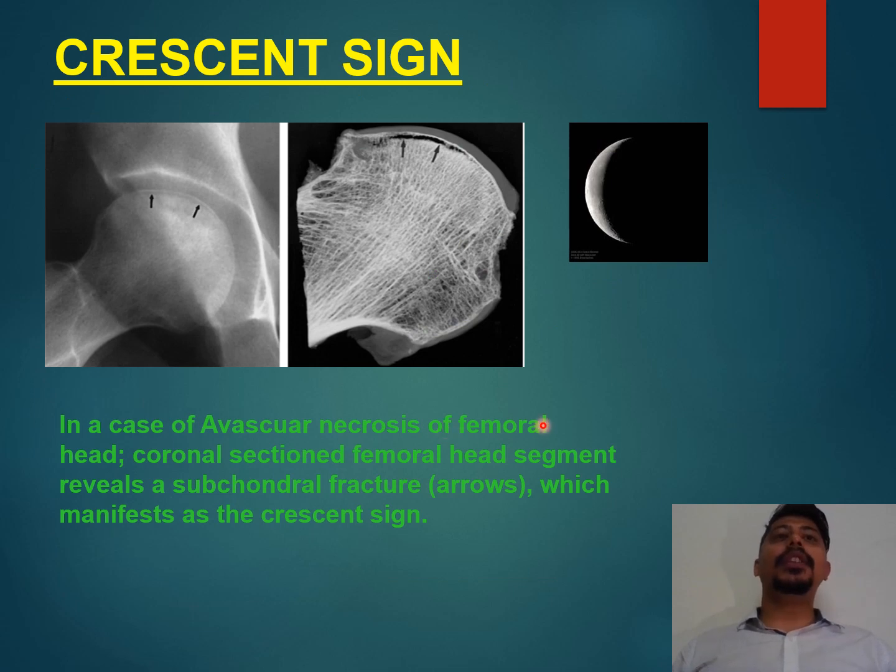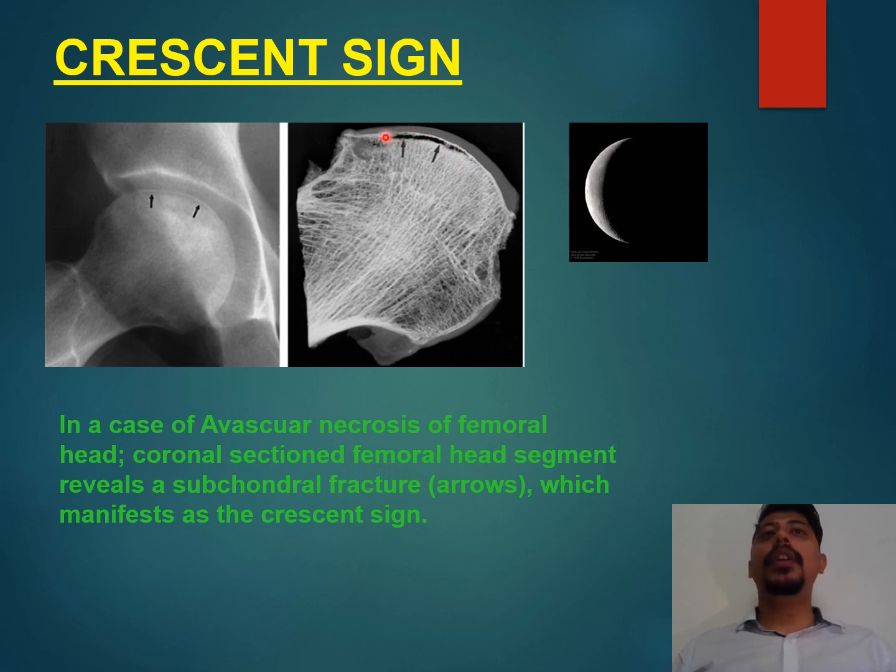Crescent sign. In a case of avascular necrosis of femur head, coronal section of the femoral head segment reveals subchondral fracture, which manifests as a crescent sign. So we can appreciate on X-ray frog leg view that this is the sclerotic margin of the head, which is characteristic of the avascular necrosis, and we can appreciate this thin line here. So this thin crescent line on the CT MPR image, we can appreciate this crescent sign. It is a subchondral fracture.